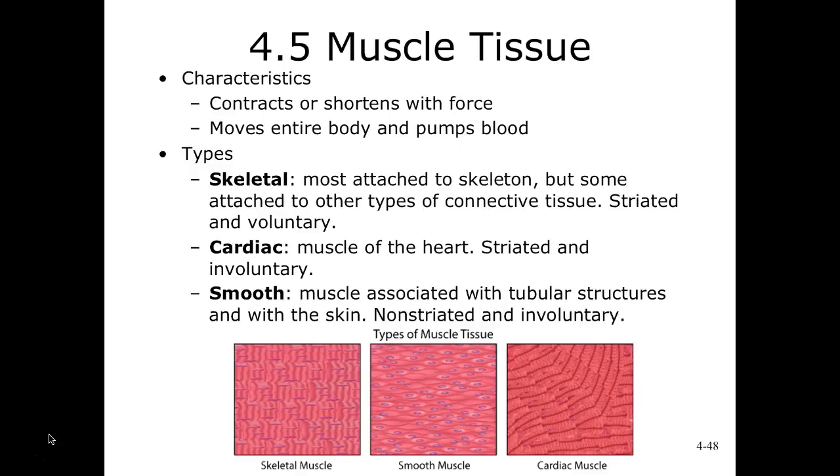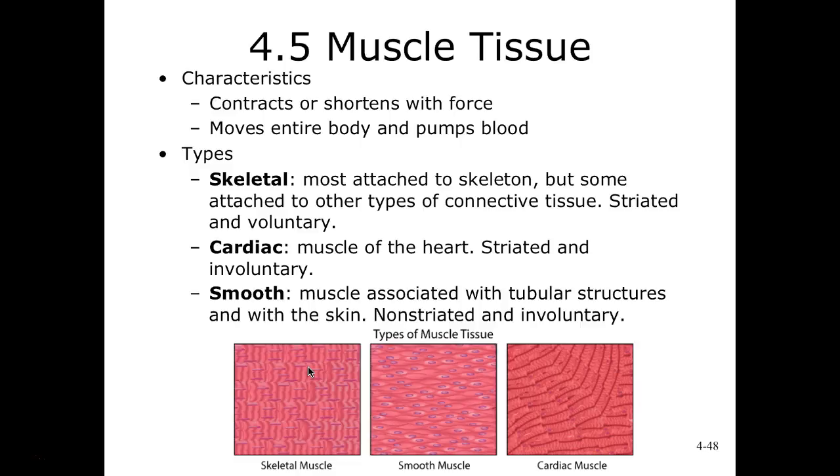We have skeletal, which is attached to our skeleton. Some are attached to other types of connective tissue, like we do have some skeletal muscle that lies within our subcutaneous tissue. And this muscle type is going to be striated, meaning we have these alternating colored bands throughout them, so light, dark, light, dark. And these are voluntary, meaning we can consciously think, I want to move my hand, and we're able to do it.